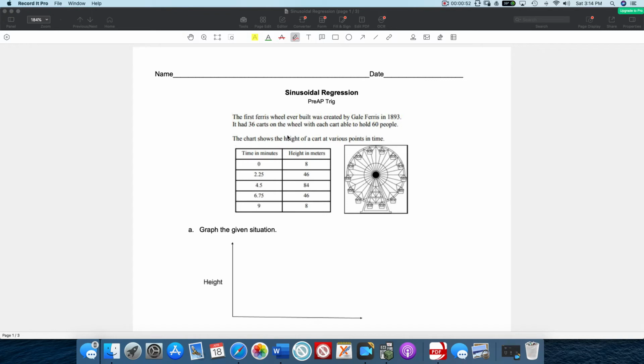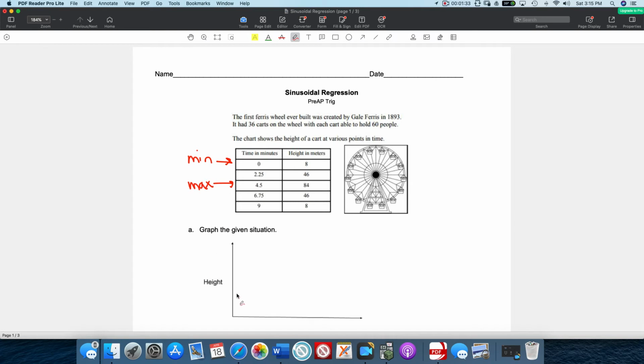It says the chart shows a height of a cart at various points in time. Okay, so really all we need, we're not going to plot every one of these points. We need 2 points. We need a minimum and a maximum. And once we have those 2 points, we can find anything. And if you look, I have a minimum height of 8 meters here and a minimum height of 8 meters here. I'm going to use this one because it's 0, and so it's easier to deal with. So this is going to be our minimum. All right, our maximum is going to be at 84.